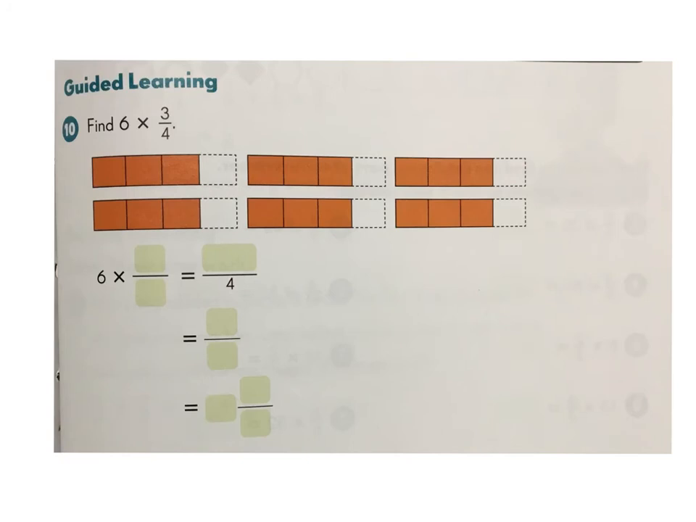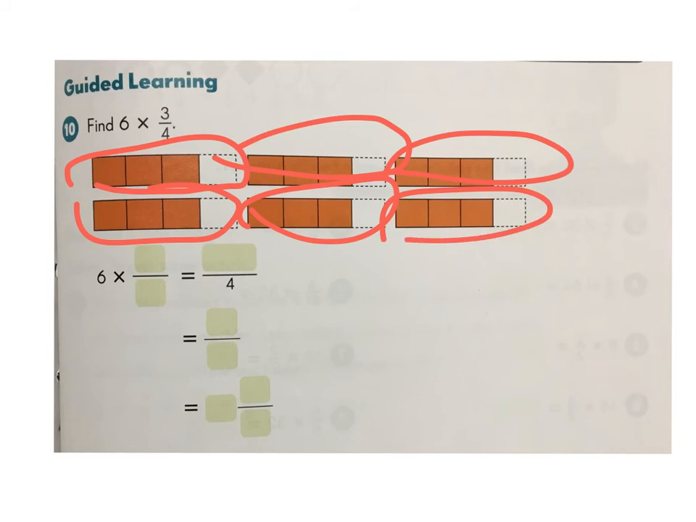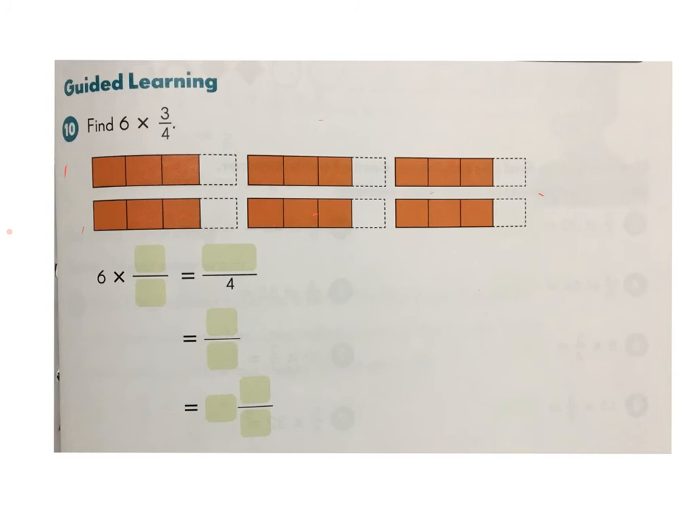Okay, here's another example. 6 times 3/4. So if you do it visually, you can think of 3/4 six times. So we could add 3/4 plus 3/4 plus 3/4 plus 3/4 plus 3/4 plus 3/4. But we know that is not a very efficient way to do business. Multiplication is a faster way of adding.